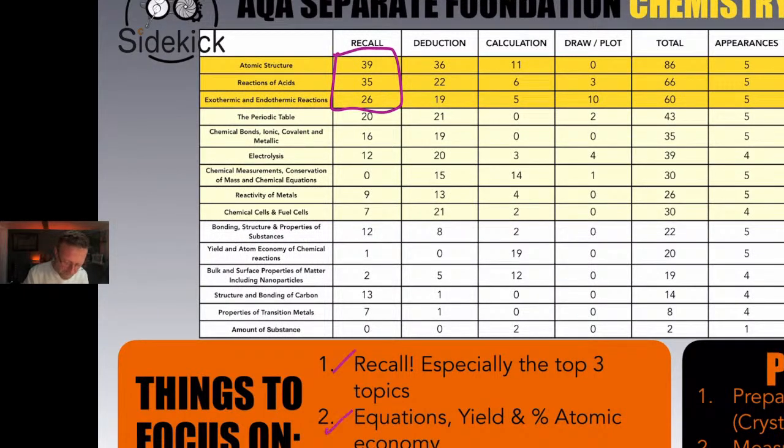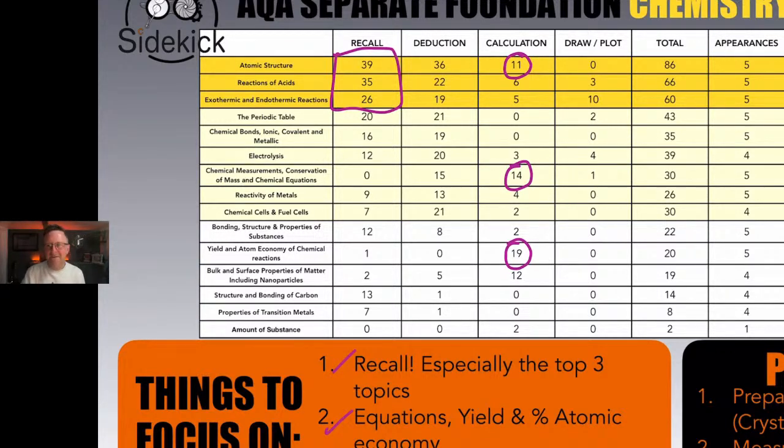Next up, equations, yield, and percentage atom economy. That's where most of your calculations lie, okay? So your calculations in the main for chemistry paper 1 are going to lie in atomic structure, so calculating the number of neutrons, for example, balancing equations, as part of the calculations, and percentage yield and atom economy.